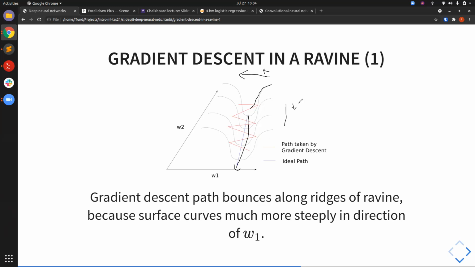But if your learning rate is very small, well, that means that your motion in the W2 direction is going to be really, really tiny. Because the gradient in that direction is tiny to begin with. Now you're multiplying it by a tiny learning rate. So you're not going to move very effectively at all.